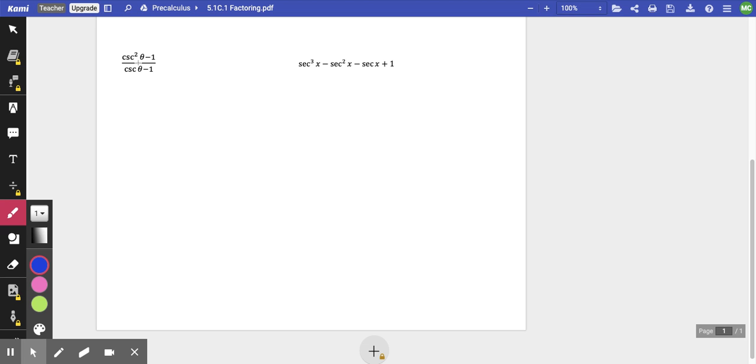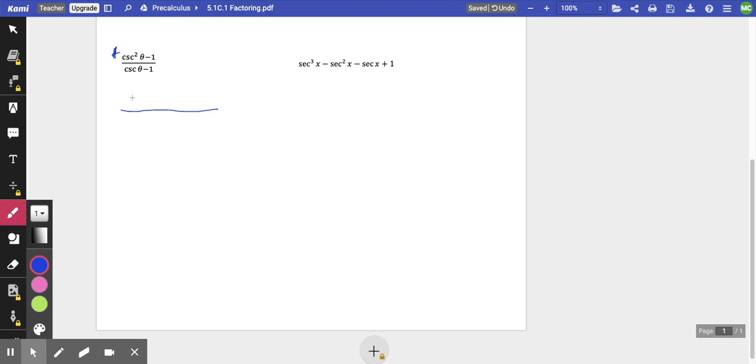Okay, once again, we want to use factoring. We're looking at this example here. I want to use factoring to try to simplify. I've got a fraction here, and at a glance, it looks like there's probably some kind of relationship between that numerator and that denominator, but the numerator has a cosecant squared, and the denominator just has a cosecant. So since the numerator has a squared, I would want to try to factor that one.